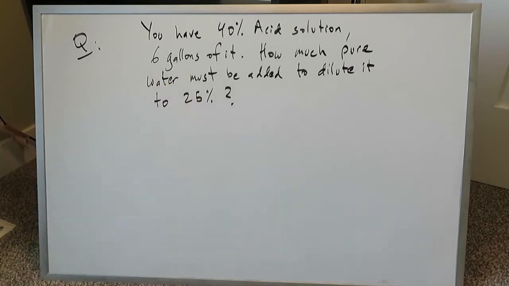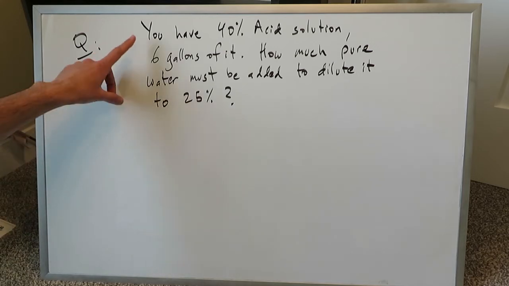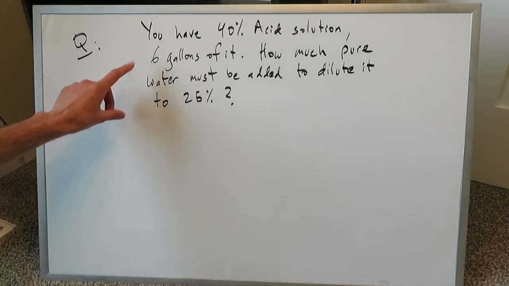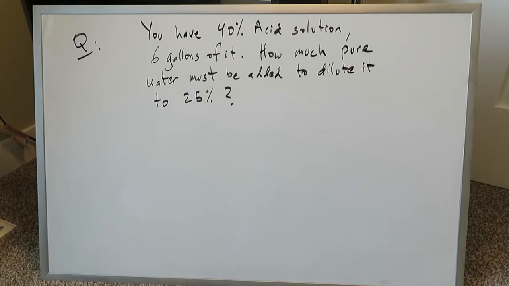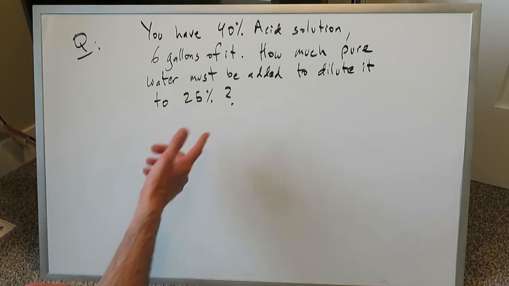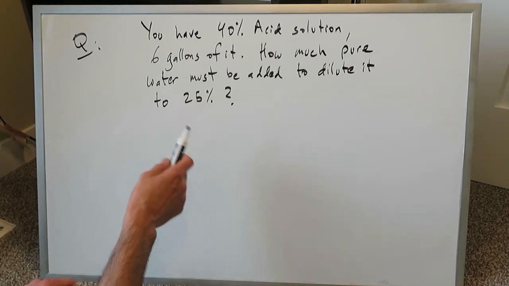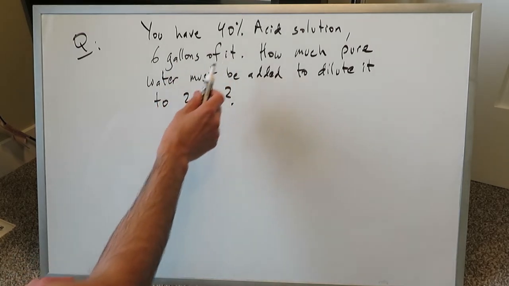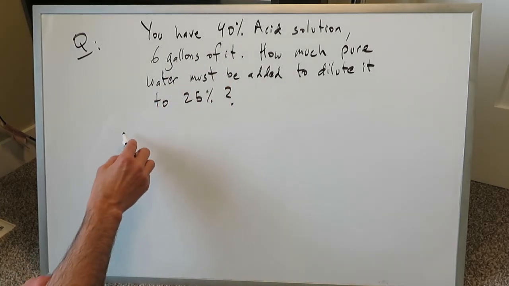Concentration type of questions are very common on standardized tests as well. You should be comfortable with these types. Let's look at this one. You have 40% of an acid solution and you have 6 gallons of it. How much pure water must be added to this solution to dilute it down to 25%? These type of questions seemingly are hard, but if you do them in a logical manner, it's not as bad as it seems. You have 40% of an acid solution, you have 6 gallons of it.